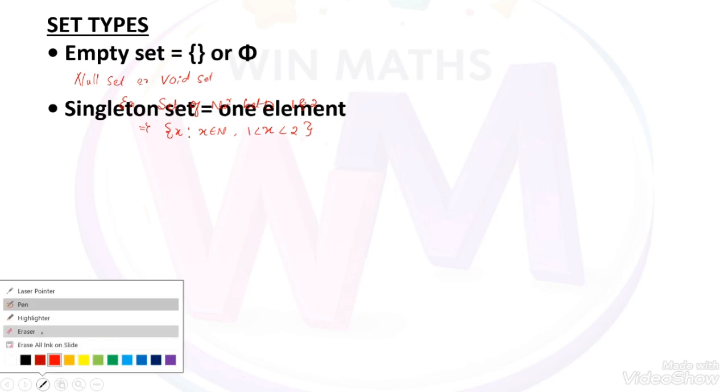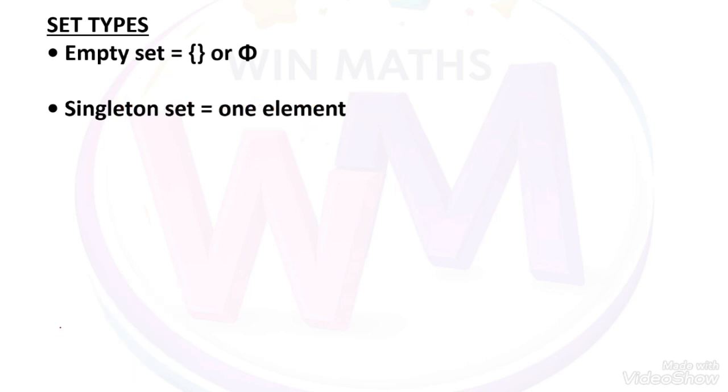Next, second one, that is singleton set. The word single indicates that there is only one element present in a set. A set having exactly a single element, then we can call it a singleton set.